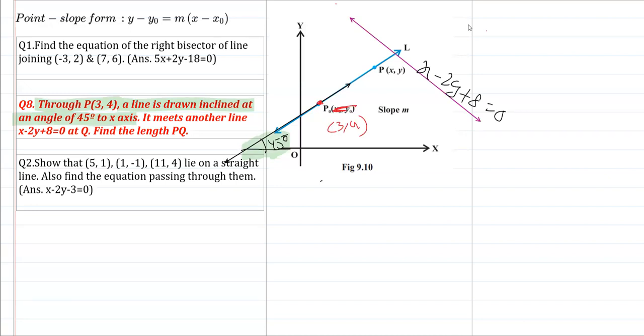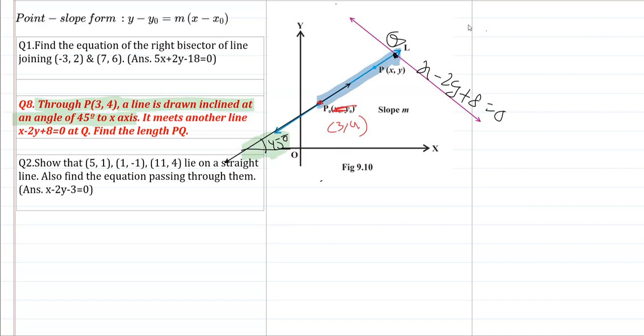And it is meeting the other line at point Q. That means this point is Q. What we have to find is the length of PQ. We have to determine this length, that means from here till here. So for that, in step 1, we will find the point of intersection. Clearly, we will find the point Q and then we will find the distance PQ. But in order to find the coordinates of Q, what we need to do is to first find the equation of this line.